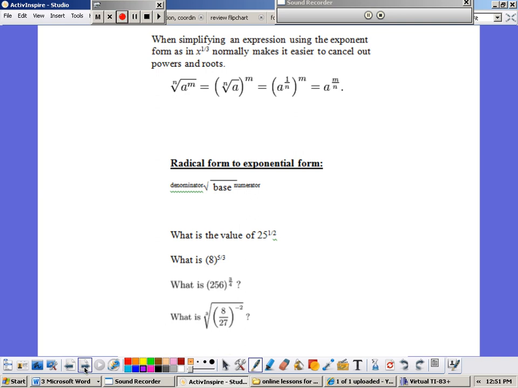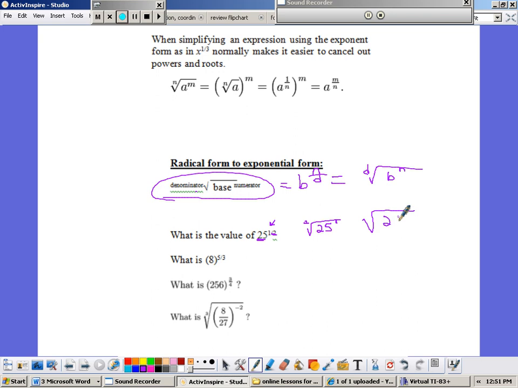Okay, here's what you need to know. We need to be able to change from this form to this form, and from this form back to this form. Okay, so 25 is my base. That goes under the radicand. 1 is my numerator. The numerator goes right here. And 2 is my denominator. That becomes my index. If you do not see an index, it means that there's a 2 there. So this means the same thing.